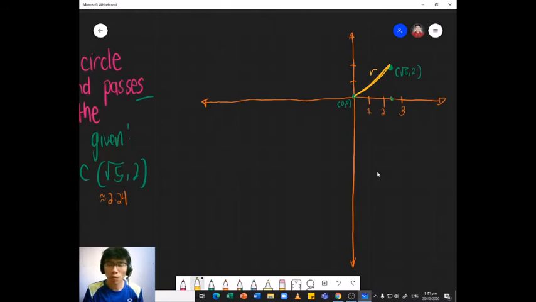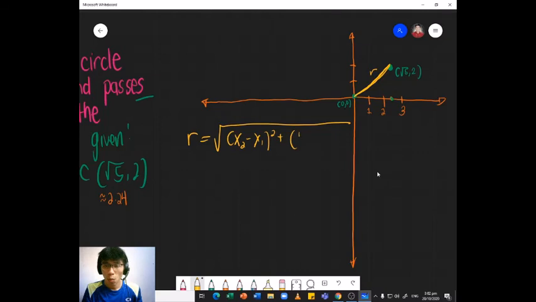So we need to find the length of our radius. In order to find the length of our radius, what do we need to use? We need to use the distance formula. Let's use the distance formula. What is again the distance formula, ladies and gentlemen? That is the square root of x sub 2 minus x sub 1 squared plus y sub 2 minus y sub 1 squared.